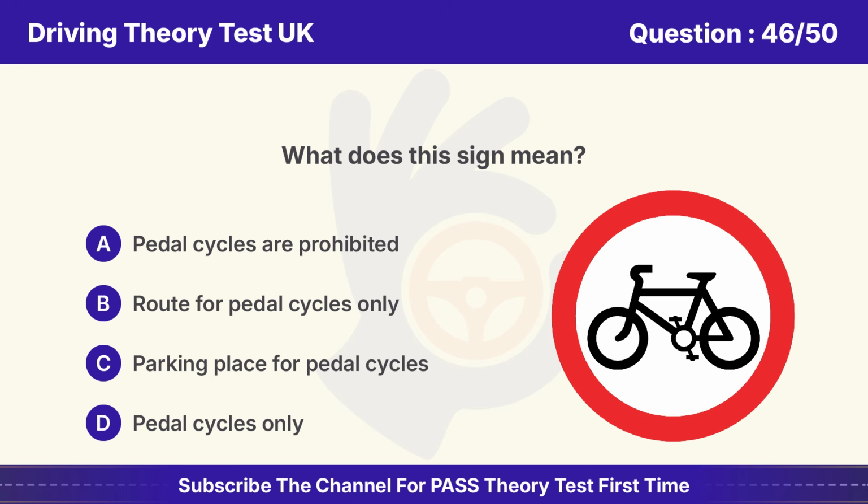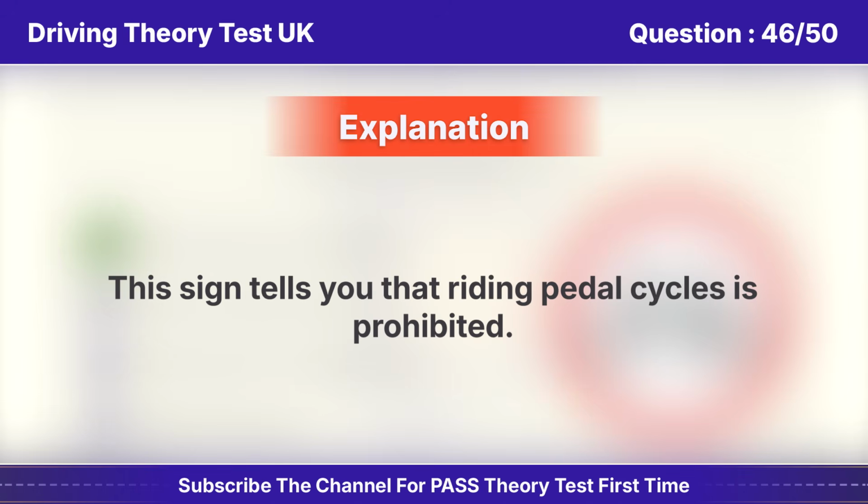Question 46. What does this sign mean? Answer is A. Pedal cycles are prohibited. This sign tells you that riding pedal cycles is prohibited.